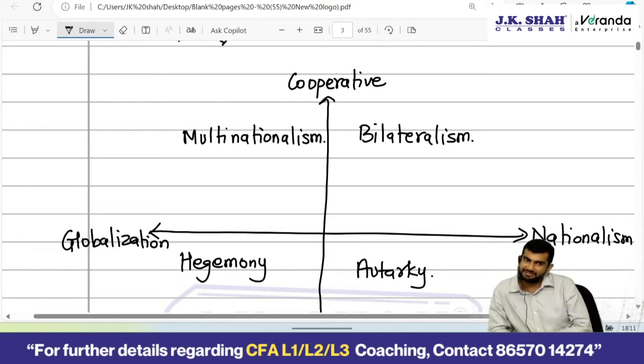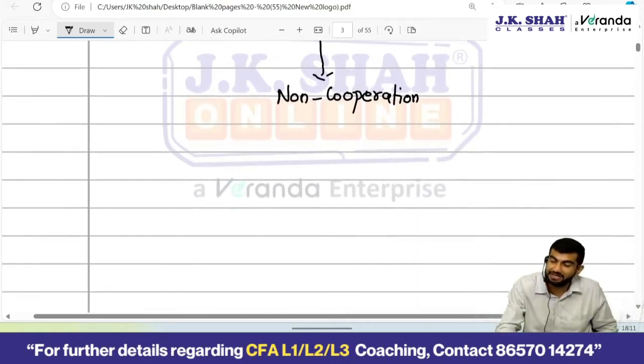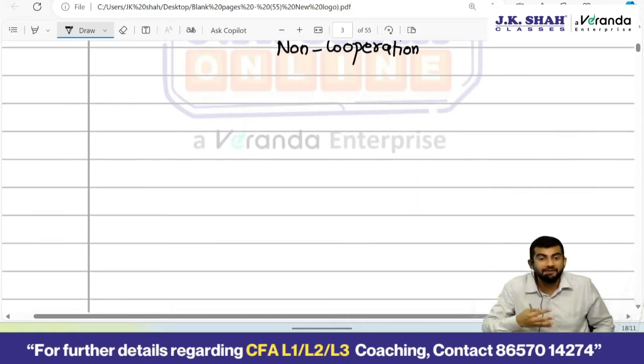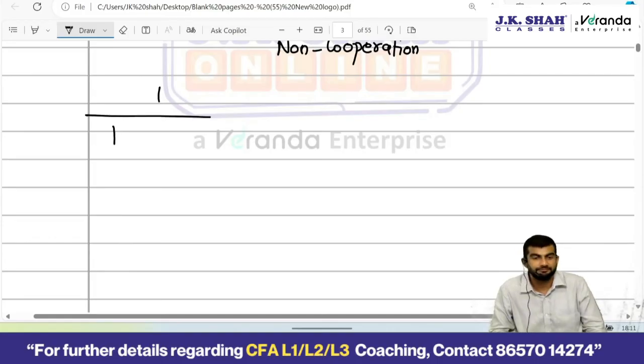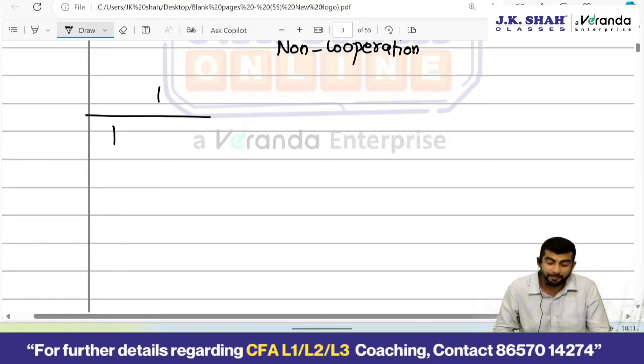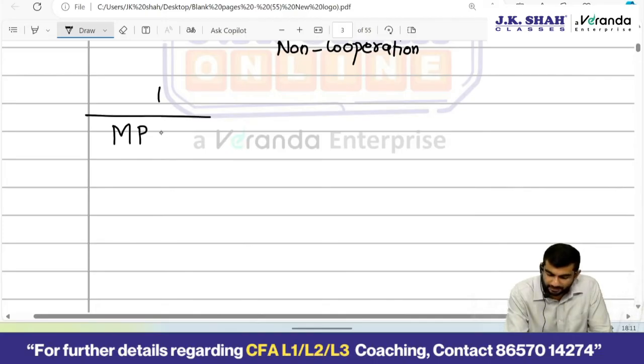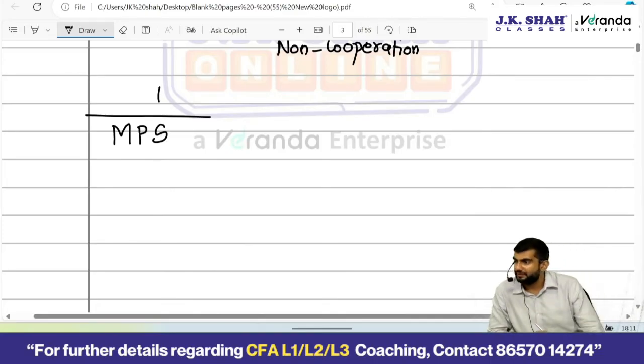But for the balanced budget multiplier, first you understand the concept of fiscal multiplier. Fiscal multiplier is government spending 1 rupee. What effect does it have thereafter? It has a multiplier effect, and the formula was what? 1 upon MPS, 1 upon marginal propensity to save.